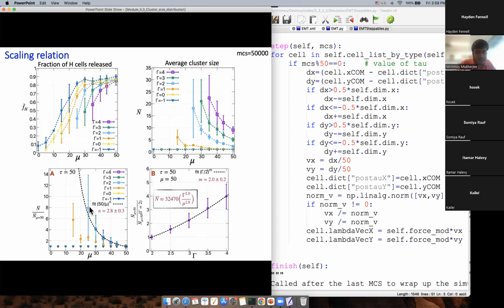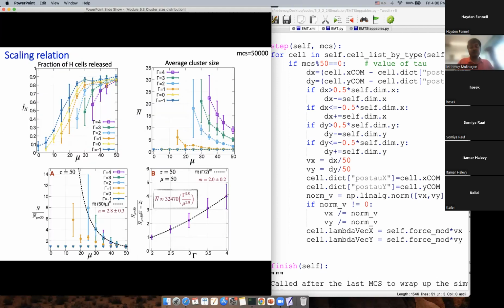So that means this value goes as 50 by mu to the power 2.8. And also now this is a variable, n average at mu equal to 50. We can plot this with respect to gamma and try to fit it. We will get the coefficient as 2.0. If we combine these two, we get a relation: the average cluster size goes as gamma to the power 2.0 and 50 by mu to the power 2.8. So you can clearly see that the effects of gamma and mu are different in their contribution towards the average cluster size.